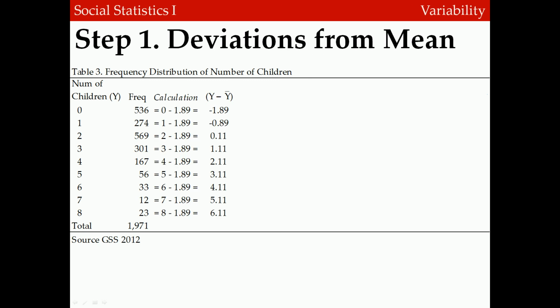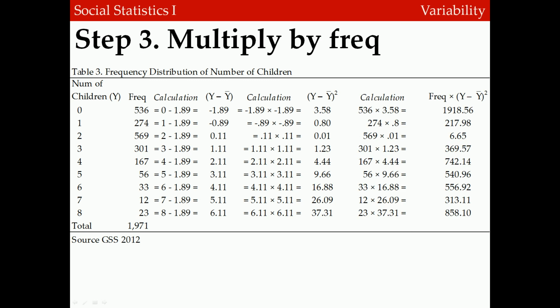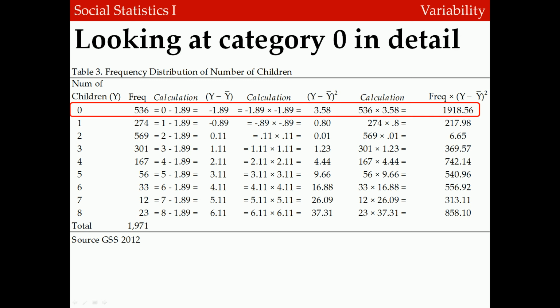The first step is to take the deviations from the mean. So for each of these categories, 0 through 8, we take the mean, 1.89, and subtract it from each category. Next, we're going to square the deviations from the mean. Again, this is to ensure that they don't add up to 0. And then the additional step, we're going to weight those squared deviations from the mean by the frequency.